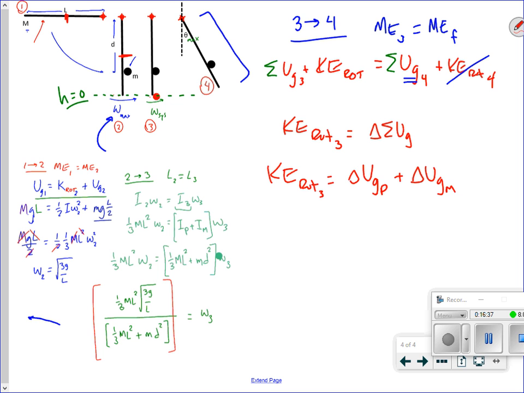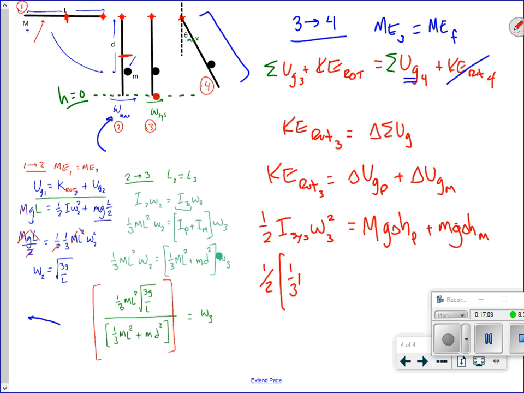All right? And then we say, well, this is 1/2 I system omega 3 squared, which is going to be mg delta h of the pendulum plus, sorry, I should say big M because this is our pendulum, little m because this is our mass, delta h mass. All right, and then the question is, let me stay with this 1/2. Well, I system we can still write as 1/3 big M L squared plus little m d squared, omega 3 squared. You want to square this? Please be my guest.